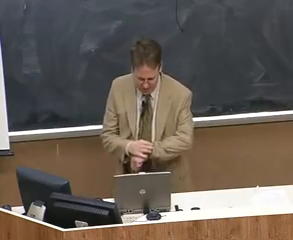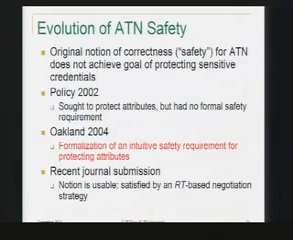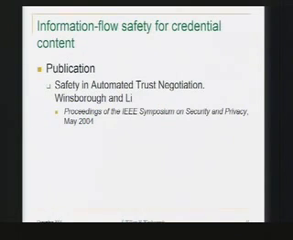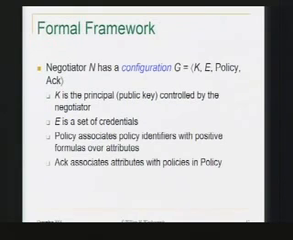So in the Oakland paper, we formalized an intuitive safety requirement for protecting attributes. This is the paper, Safety and Automated Trust Negotiation. And I'd like to quickly run through the framework so that I can state the safety requirement for you. Basically, a negotiator is assumed to have a configuration G, which gives a principal K that he has control over, and a set of credentials that he owns, E. Plus, there's a table of policies and a mapping from attributes to their acknowledgement policies.